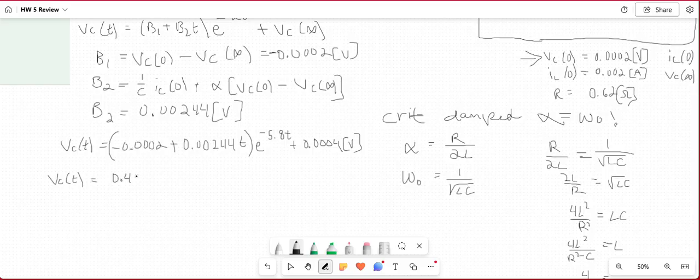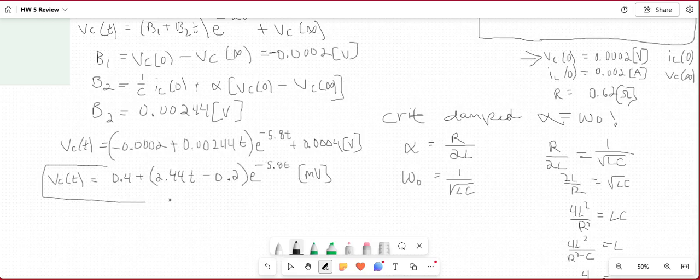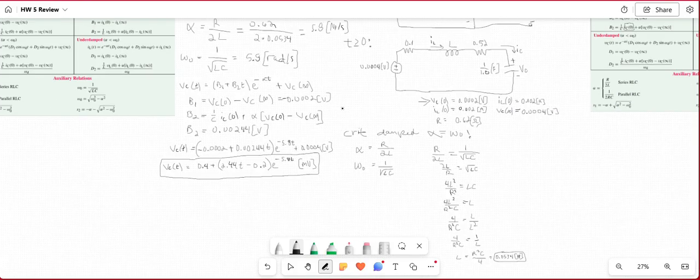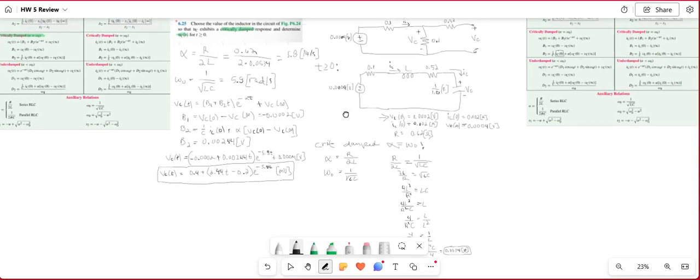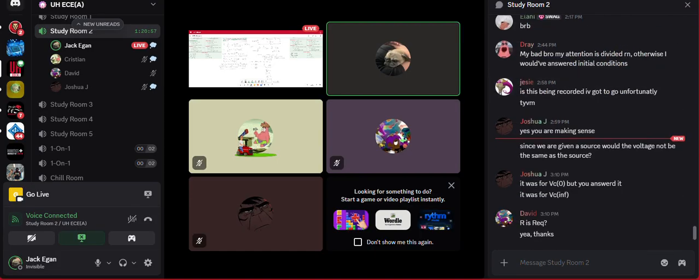And then when we make this look a little bit neater and we change to millivolts, we get 0.4 plus 2.44 T minus 0.2 e to the negative 5.8 T millivolts. And that's the answer for this question. All good? Let me check the questions. All right, looks like y'all are good.